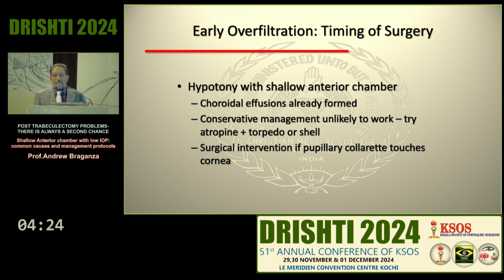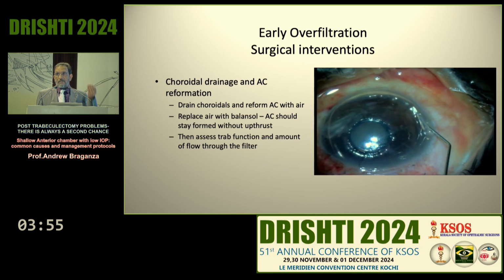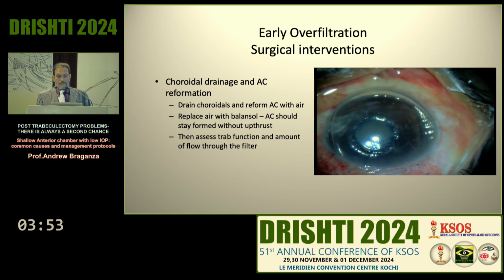If you have to intervene, your intervention would take the form of going and trying to revise your trab, and you need to know what's the appropriate timing. If choroidal effusions are already formed and have been there for more than a day or two, it's unlikely you're going to be able to reverse anything without actually draining those effusions. Conservative management will usually not work. You have to intervene surgically if the pupillary collarette is touching the cornea.